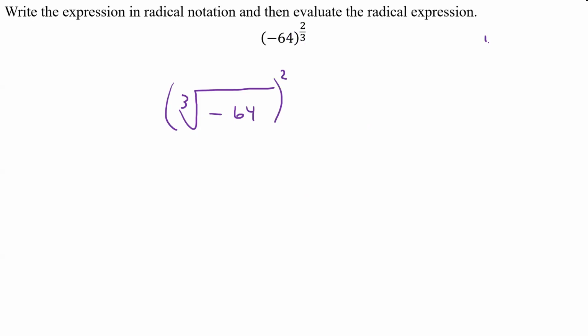Well, if we think about that, 4 times 4 is equal to 16, and 16 times 4 is equal to 64. So if we have a negative here, that means a negative times a negative will be positive, but a positive times a negative is going to give us a negative. So the cubed root of that is going to be negative 4, and then we square that, and squaring that is going to give us 16 as our answer.